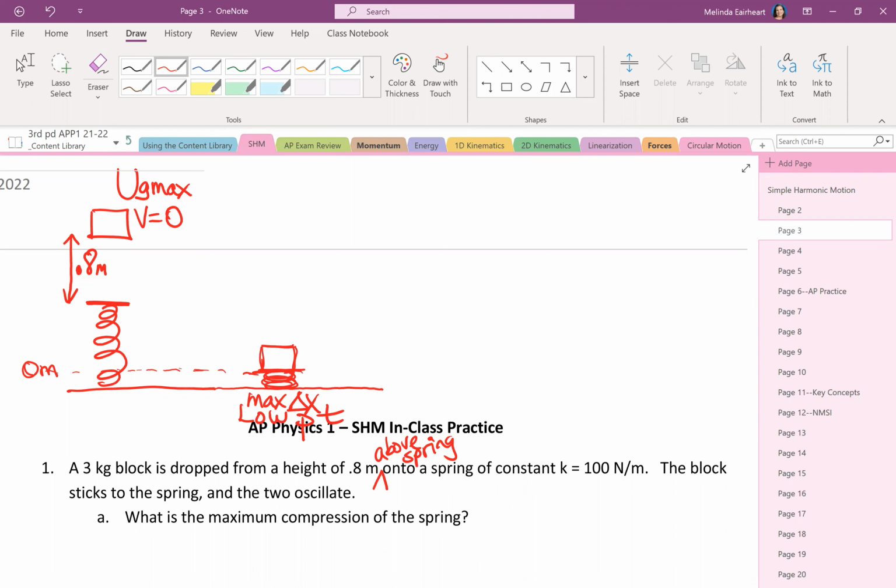We come to a split-second stop. No kinetic. So where did all our potential gravitational energy go? It's now in the form of spring or elastic. Yeah, so this is a conversion of energy.